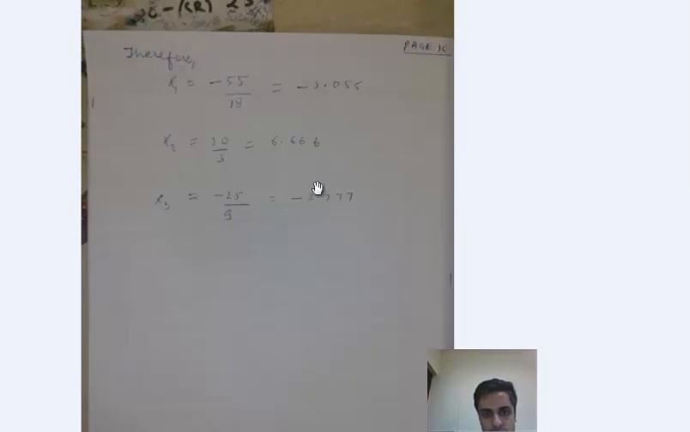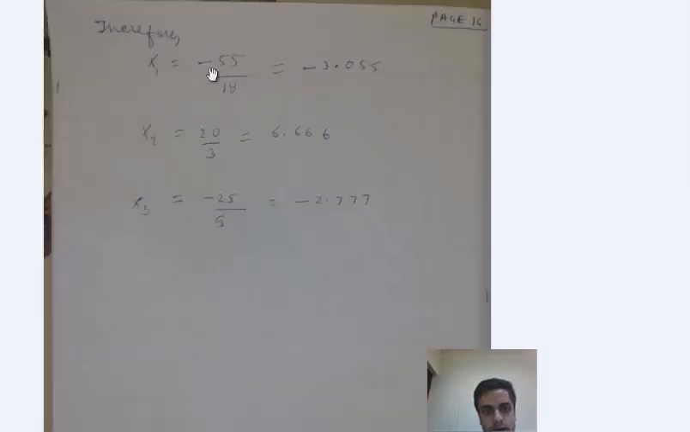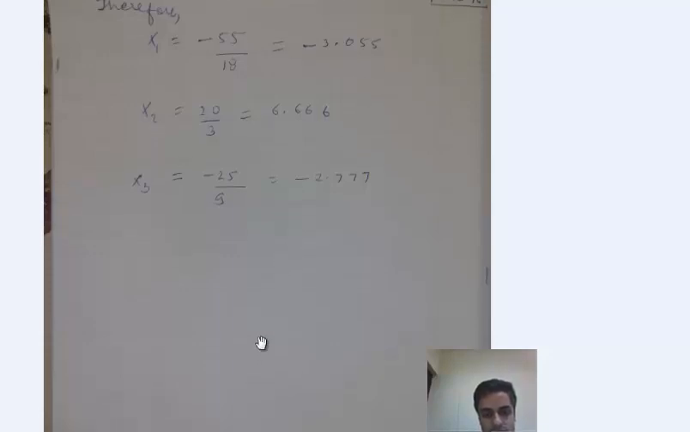Hence finally we get the values. The value of x1 is minus 55 by 18, the value of x2 is 20 by 3 and the value of x3 is minus 25 by 9, which is exactly the same as the values we have obtained in the Gauss-Seidel method. So these were our questions.